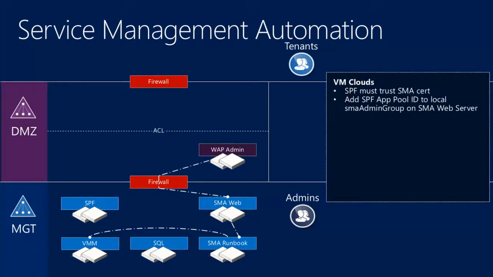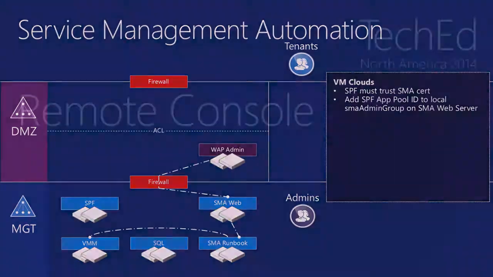Now, there are 2 things that most people don't know. If you're setting this up, the SPF must trust the certificate you're using for SMA. Please remember that one. And also, a second one, which cost us, I think, a week or so: add the SPF Apple ID, which you saw on the previous slide, to the local SMA admin group on the SMA web service. Those 2 things are very important, otherwise it's not gonna work.